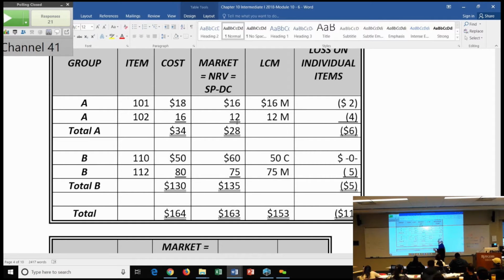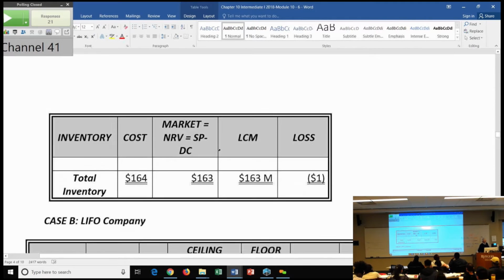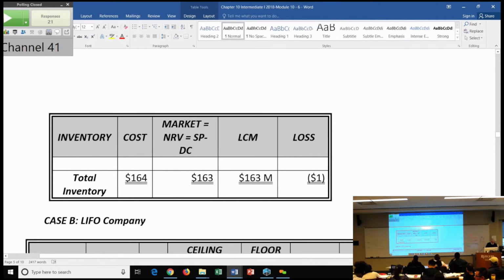So once again, individual items, I'm going to lose 11. Product groups, I'll lose 6. And for the total inventory, I have a loss of 1. And here's the total inventory, the way it goes on the next page.